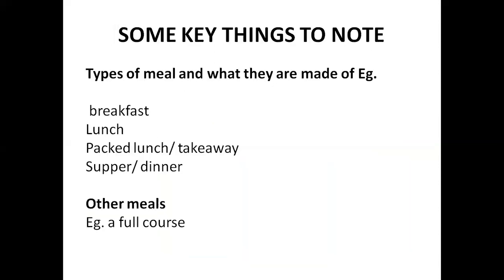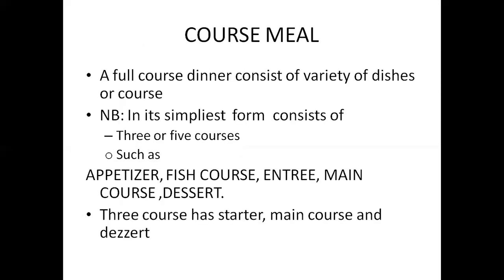Now, even before you plan the meal, there are still certain key things to note. That is the type of meals and what they are made up of. In our previous lessons, we talked about type of meals. We talked about breakfast, lunch, packed lunch, or takeaways. We talked about supper, dinner. We also talked about other hot meals. That is a full course meal. So you have to go back to your notes and revise this lesson. This will guide you to know what you are supposed to provide.